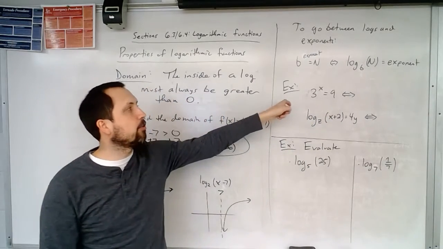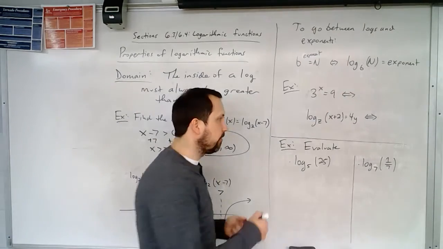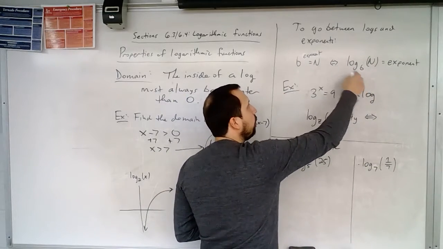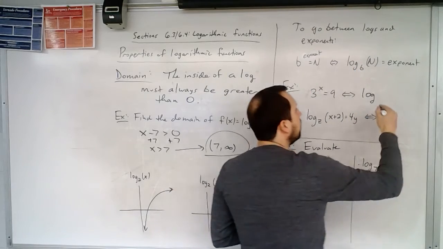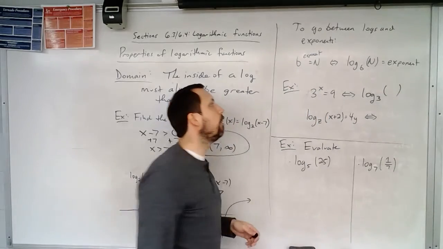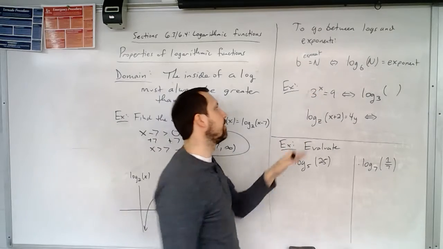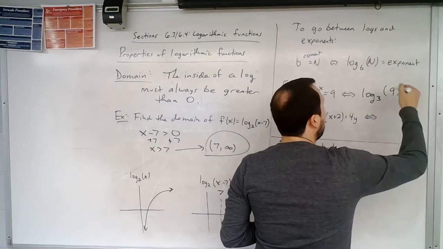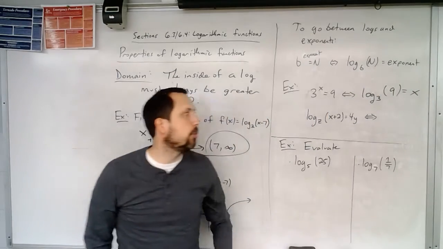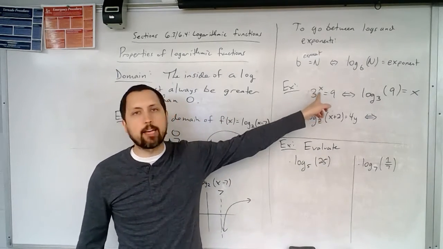So we see an example of how this works for 3 to the x equals 9. What this would be in logarithmic form is I have my log, my base over here is the base over there. So the base is the same in both of these. So I have a log base 3. Then on the inside of the log is going to be this n, that's on the other side. So that's going to be 9. And this is equal to the exponent, equal to x. So log base 3 of 9 equals x. So that's how we go from exponents to logs.